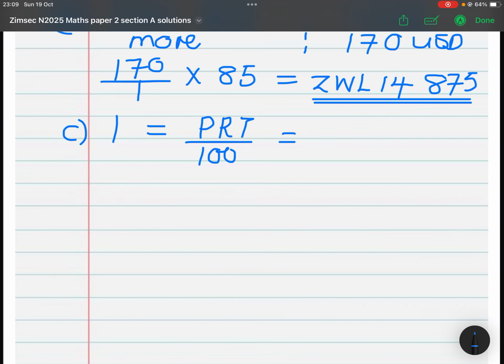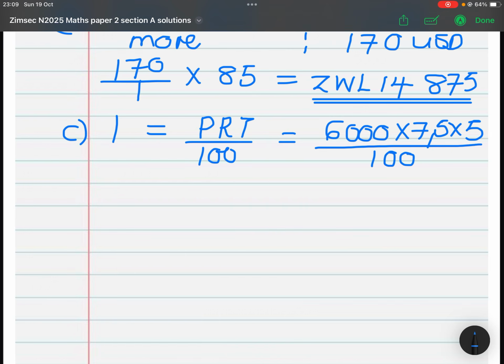So the principal is the amount that was invested. The amount that was invested is equal to 6,000. And then the rate is 7.5%, so we write 7.5. The time is equal to 5 years. And we divide by 100. So this 0 cancels this 0, this 0, this 0. So we need to punch on the calculator: 60 times 7.5 times 5. I'm obtaining the answer, $2,250. That is going to be our answer on part C.